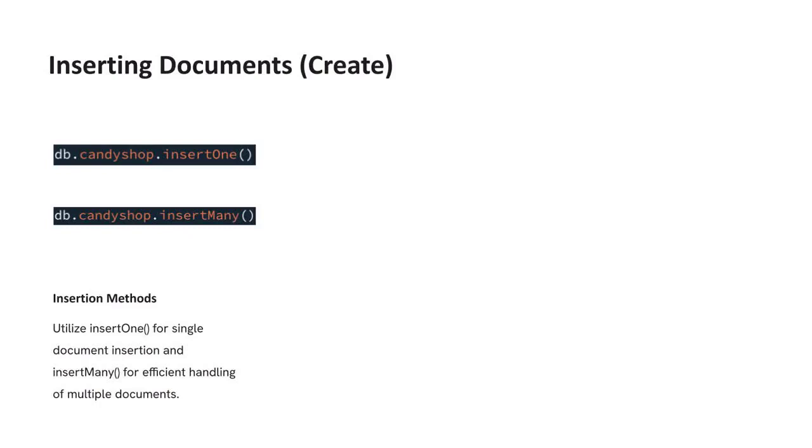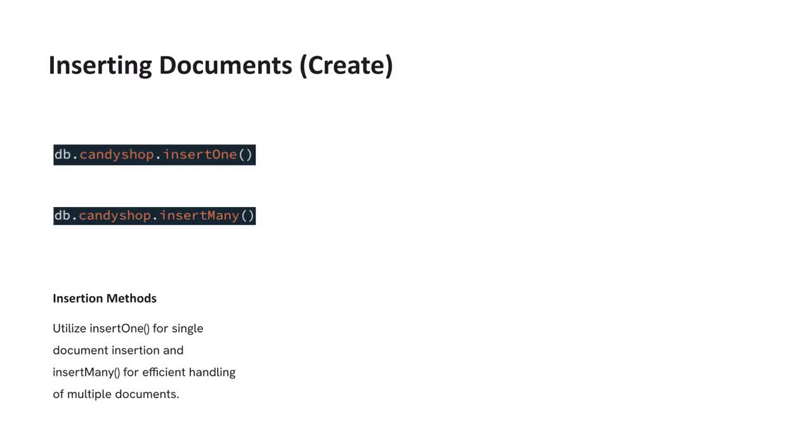We'll begin with creating data, the C in CRUD. In MongoDB, you have two primary methods for inserting data into your collections: insertOne and insertMany. The insertOne method is your go-to tool when you need to insert a single document. You simply pass in the document you want to add as a JSON-like object, specifying the fields and values.